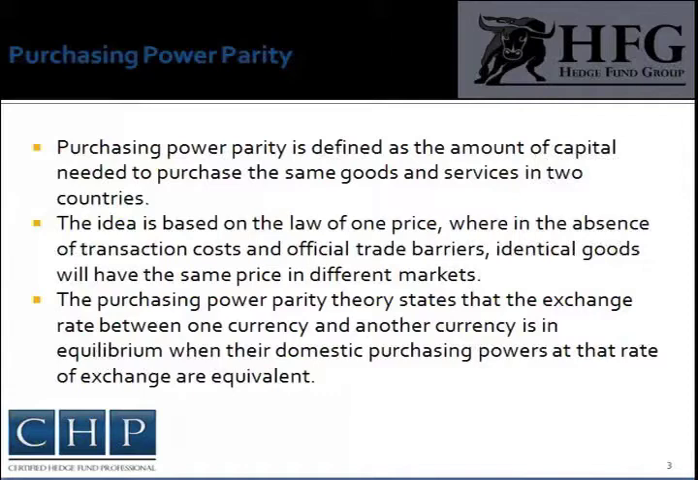The purchasing power parity theory states that an exchange rate between one currency and another currency is at equilibrium when their domestic purchasing powers at that rate of exchange are equivalent.